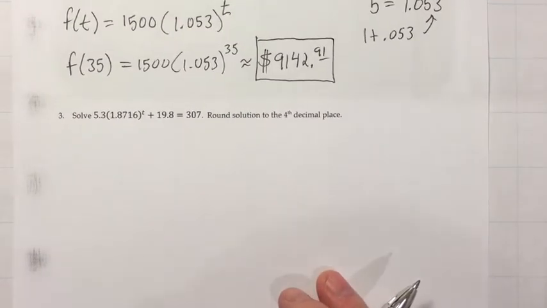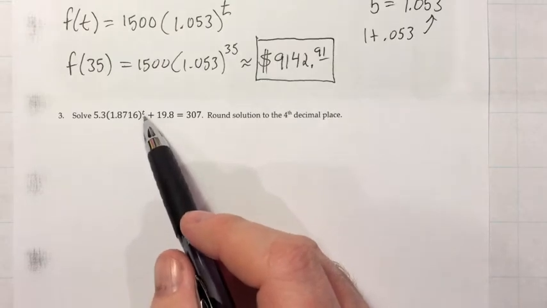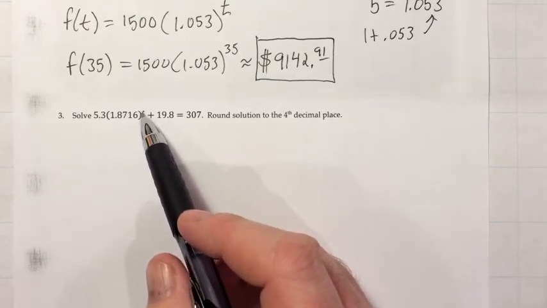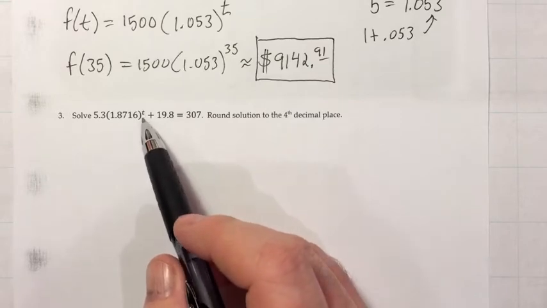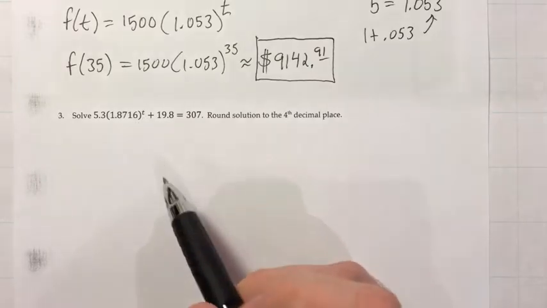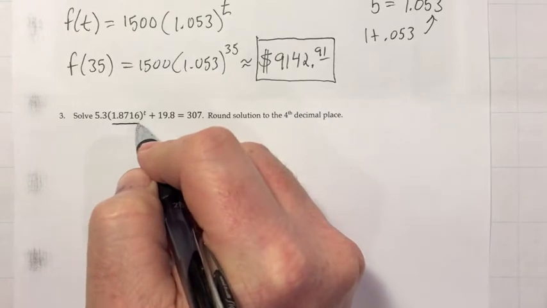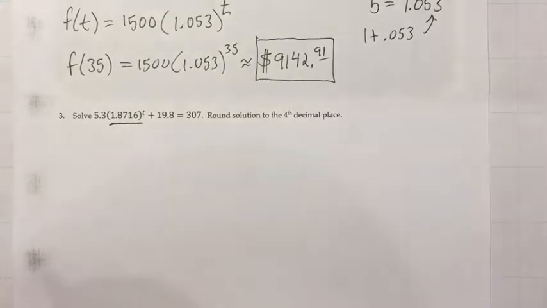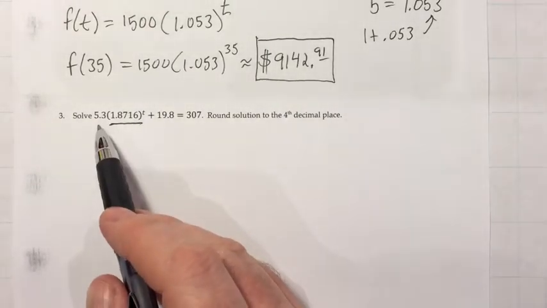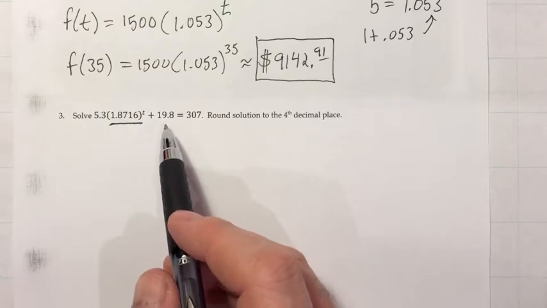They want us to solve 5.3 times 1.8716 raised to the t plus 19.8 equals 307. The key here is to look at the variable and notice that it is the exponent. Anytime your variable is the exponent, you're going to need to use logarithms to solve the equation. But before you can do that, you have to get this base piece by itself. So we have to get rid of the 5.3 and we have to get rid of the 19.8.